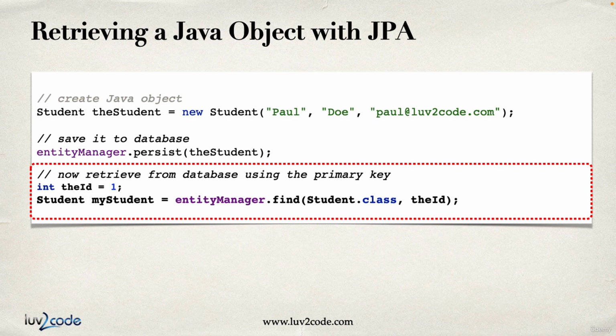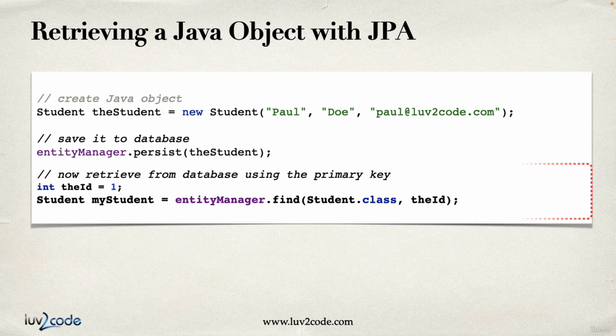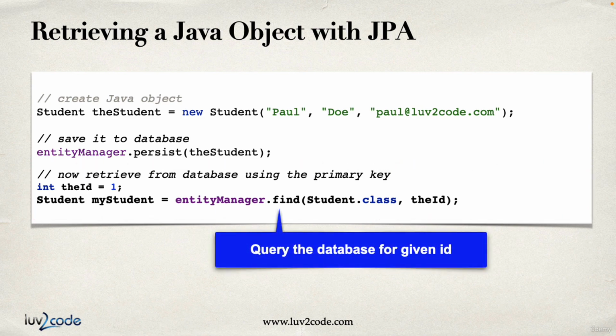I'll show you other techniques on how to retrieve objects later. Here I'll make use of entityManager.find, and I tell it what I want to get, Student.class, and I give the ID or the primary key. Behind the scenes, JPA will say, okay, let me go look at this table called student and find the student whose primary key matches this ID. It'll find that student object and return it to us, and that's it. That's basically how we retrieve a Java object from the database.